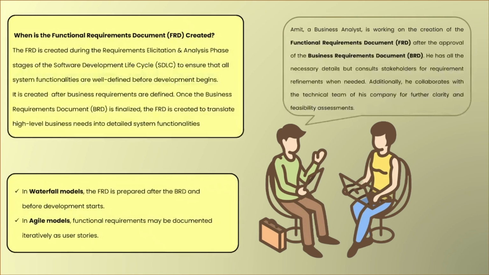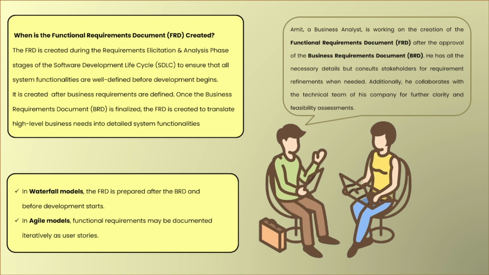Now let's move quickly and see when the functional requirements document is created. Well, the FRD is created during the requirement elicitation and analysis phase of the software development lifecycle. It is created after the business requirements are defined. Once the BRD is ready and we are clear on the business needs, we shift focus to the how part. So the FRD takes those high level goals and turns them into detailed step by step system functions.